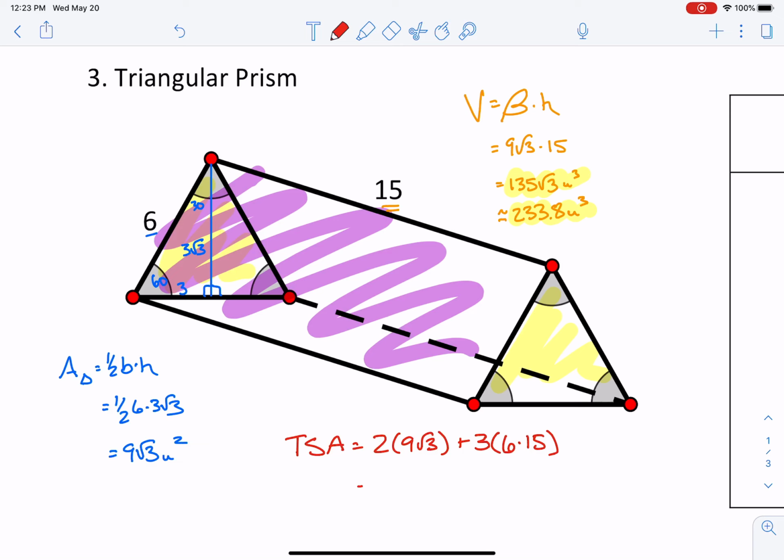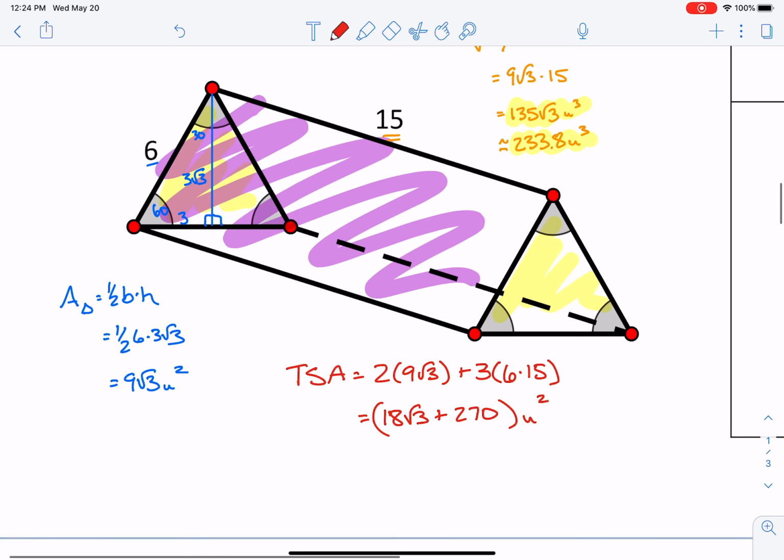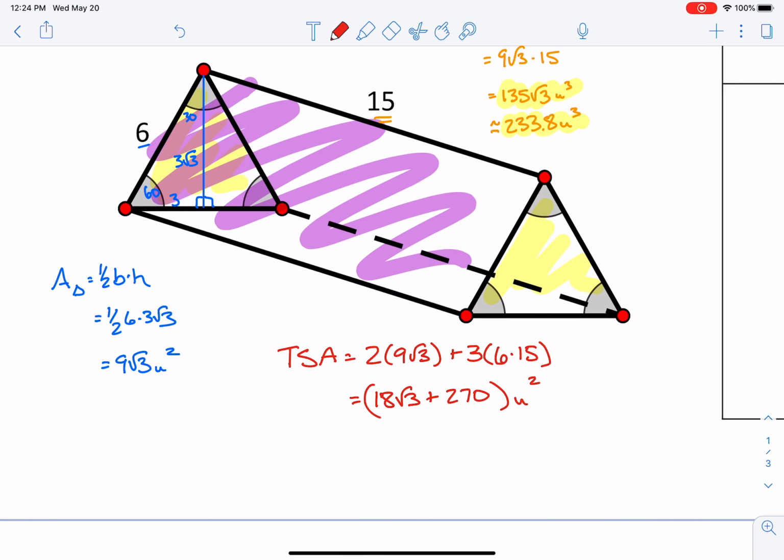Put that in my calculator and I get 18 root 3 plus 270 units squared. If I wanted a decimal approximation, that is approximately 301.2 units squared.